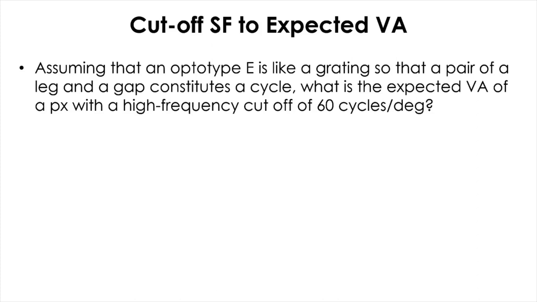Now, this is a reverse problem where you need to figure out the expected visual acuity of a patient from his or her high spatial frequency cutoff. The frequency cutoff for this patient is 60 cycles per degree, right? So 30 times 6 over x, where x is unknown, is 60. That's how you set up the equation.